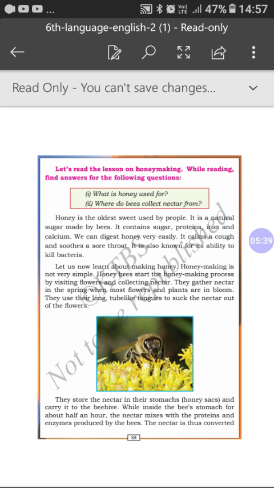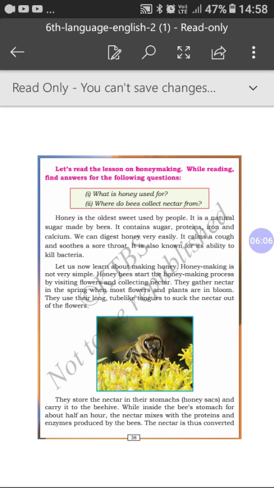Let's now learn about making honey. Honey making is not very simple. Honey bees start the honey making process by visiting flowers and collecting nectar. They gather nectar in the spring when most flowers and plants are in bloom. They use their long tube like tongues to suck the nectar out of the flowers.